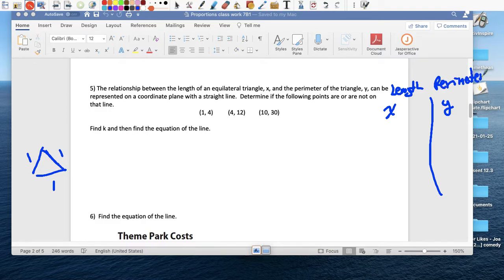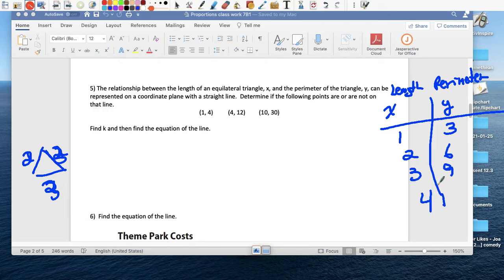So there's a certain relationship happening here. If the length of the triangle is 1, all the sides are 1, which makes my perimeter 3. If all the sides measure 2, my perimeter will be 6. If all the sides are 3, my perimeter will be 9. If my length is 4, the perimeter will be 12. I think you see a relationship happening here.